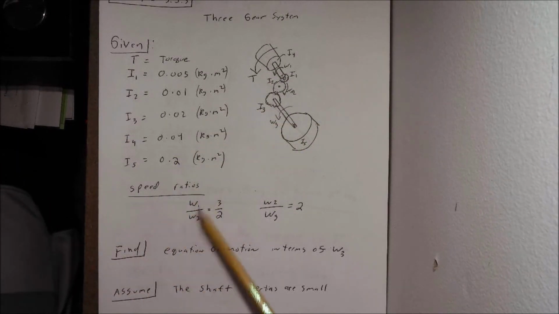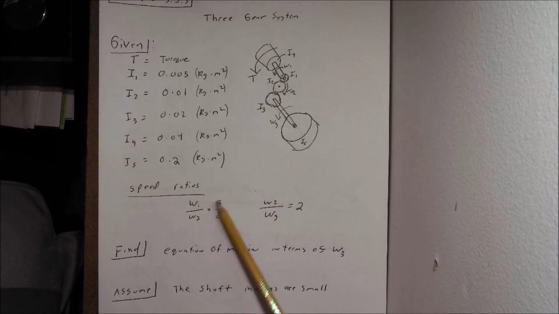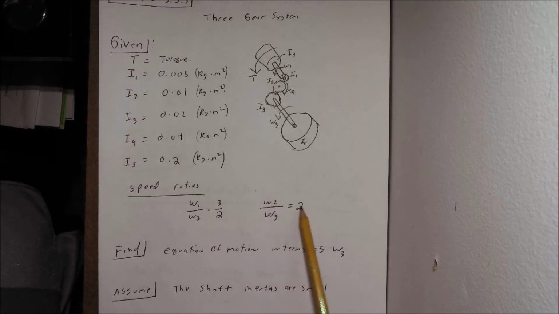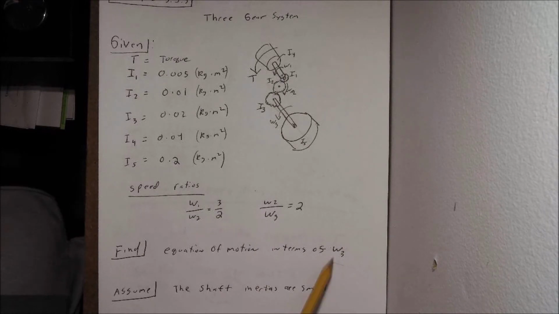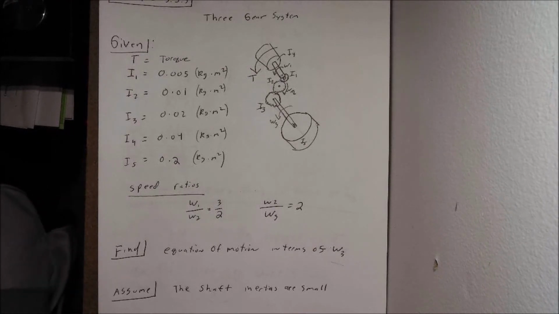They also gave us these speed ratios. Omega 1 over omega 2 is equal to 3 halves, and omega 2 over omega 3 is equal to 2, where they want us to solve for everything in terms of omega 3, specifically find our equation of motion. So this is going to relate our omega 1 and omega 2 to our omega 3 in order to solve for that equation of motion in terms of omega 3. We assume the shaft inertias are small, which is given in the problem statement.